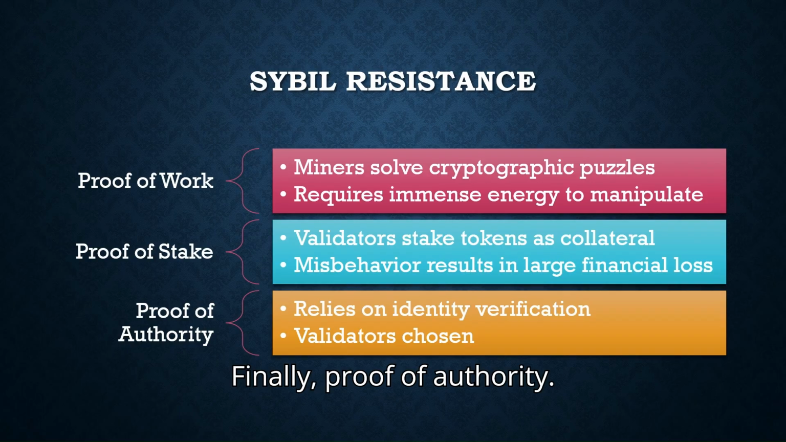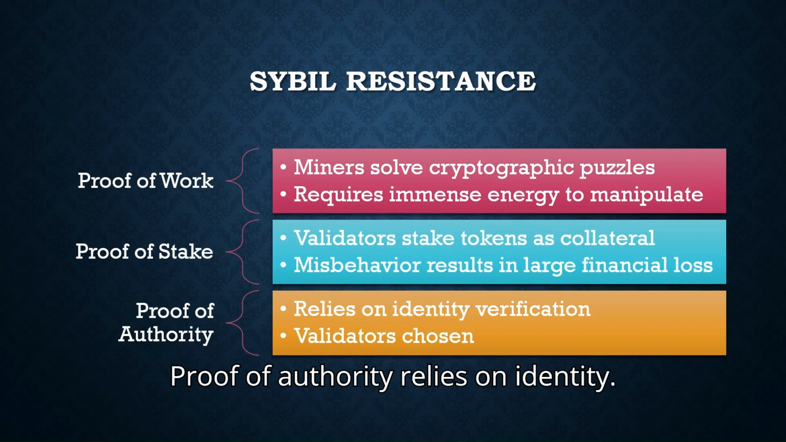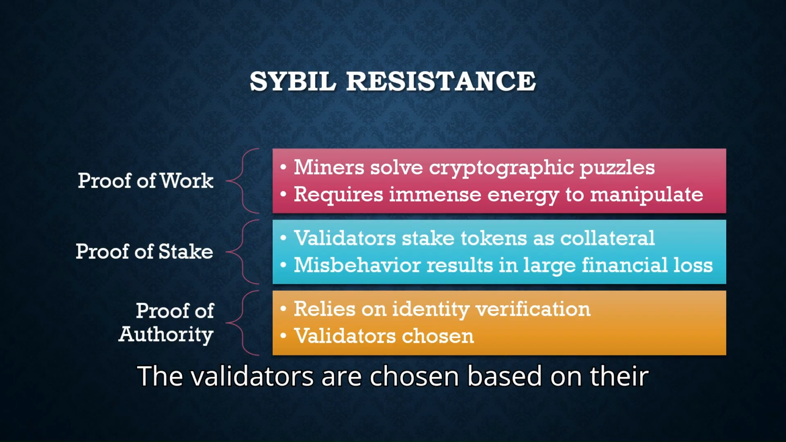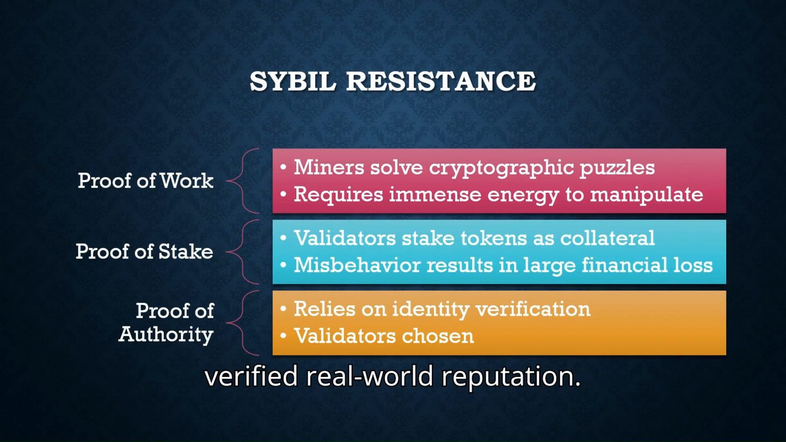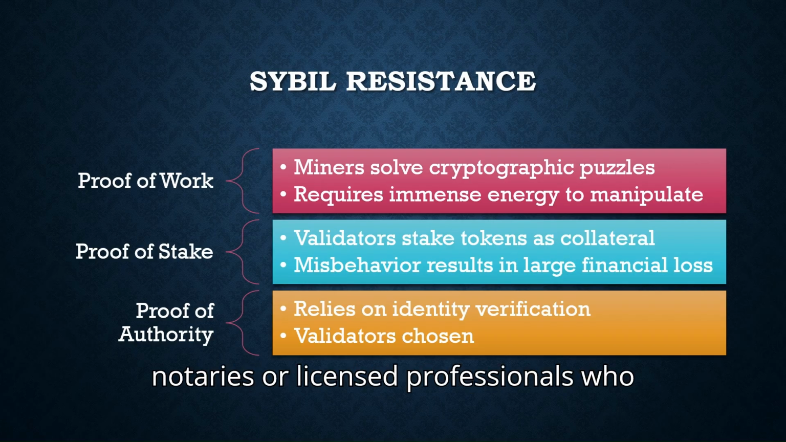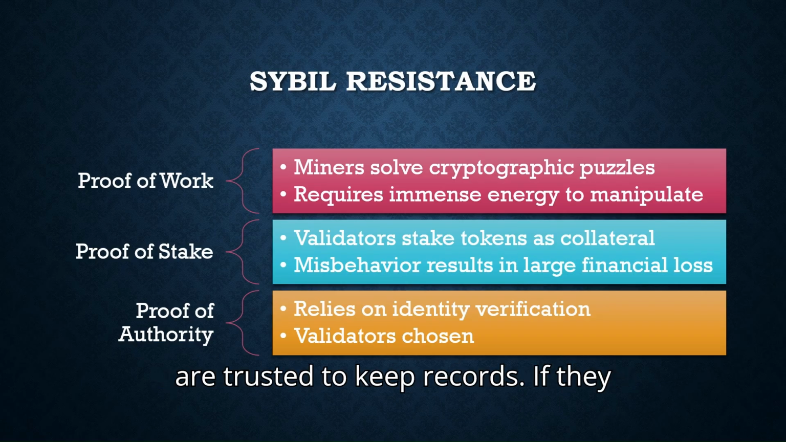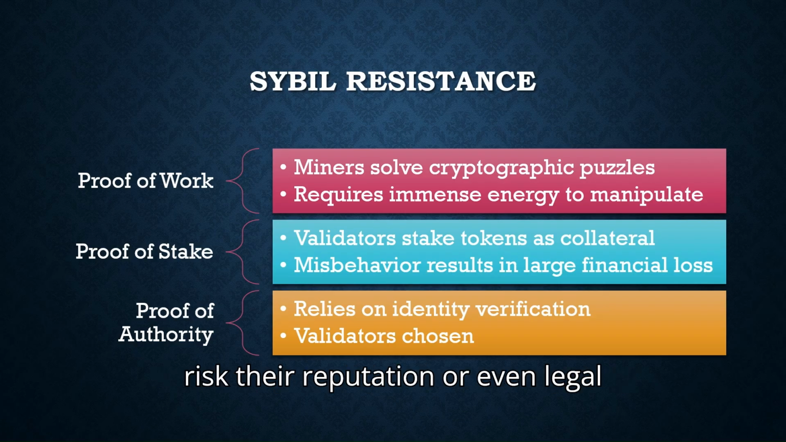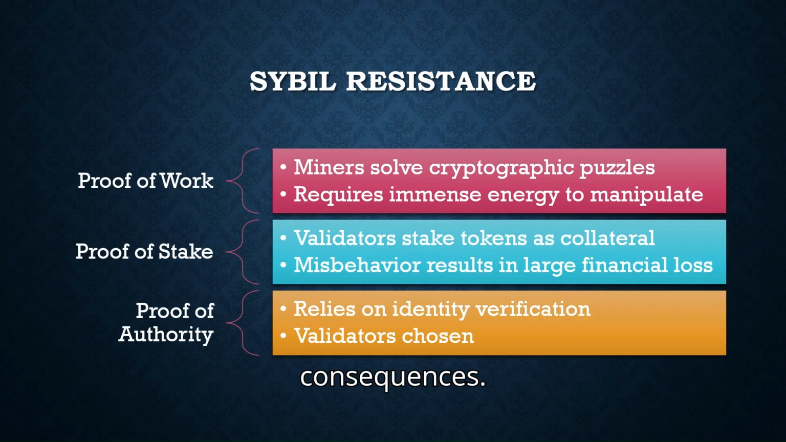Finally, proof of authority. Proof of authority relies on identity. Validators are chosen based on their verified real-world reputation. In this model, it's like a group of notaries or licensed professionals who are trusted to keep records. If they cheat, they don't just lose money, they risk their reputation or even legal consequences.